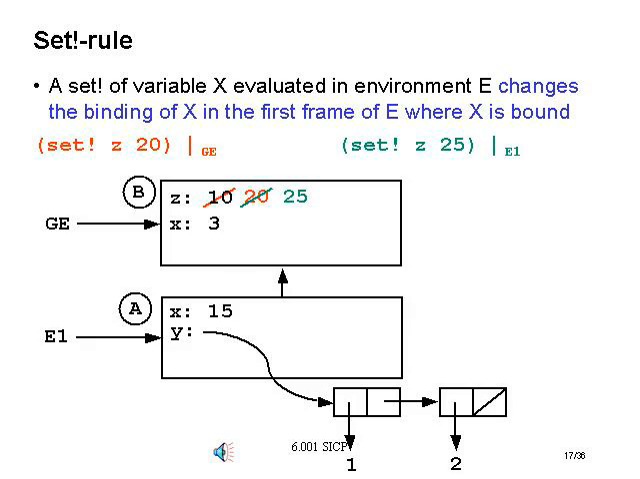Compare this to what happened when we did a define on the previous slide. Notice that now the change has taken place in a different spot. Set! always looks for an existing binding of a variable, walking up the chain of frames until it finds one, and then changing or mutating that value. Define always creates a binding in the current frame, even if there was a previous binding there.